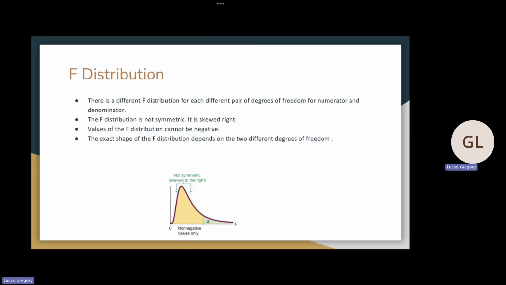And below, this is a sample of what it might look like. It's not symmetric, it's skewed to the right. It has non-negative values only, so it will always be greater than 0. And then here's a potential critical region where it is skewed to the right. This whole tail is our critical region.